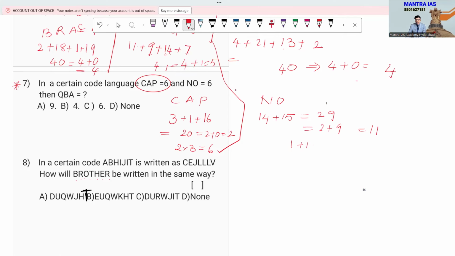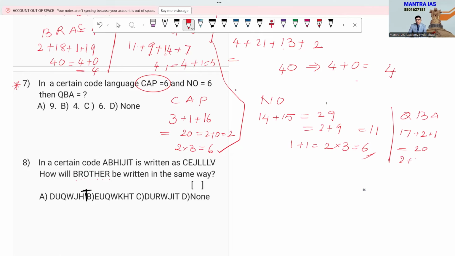After finding that 1 plus 1 again, it's 2. What is the story here? 2 into 3, now 6. So that logic is accepted. Now tell me QBA, Baba. Q17, B2 and A1. The total is exactly 20. Right? So it's a very fantastic question.